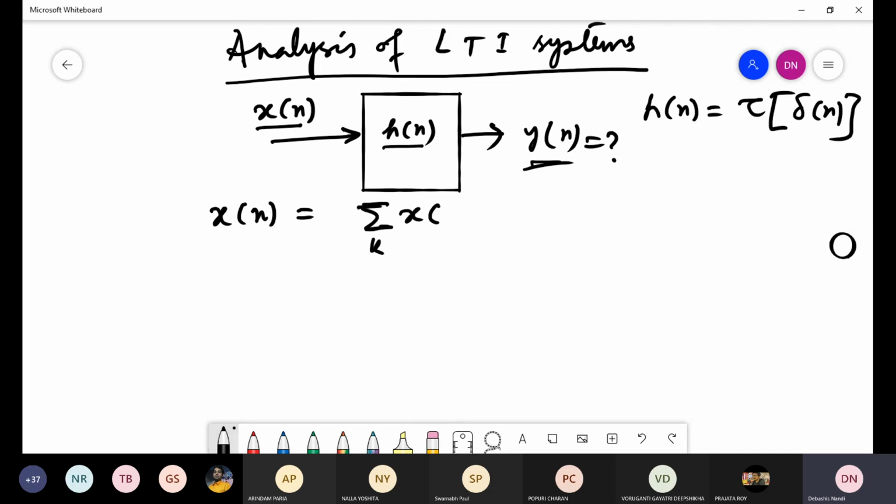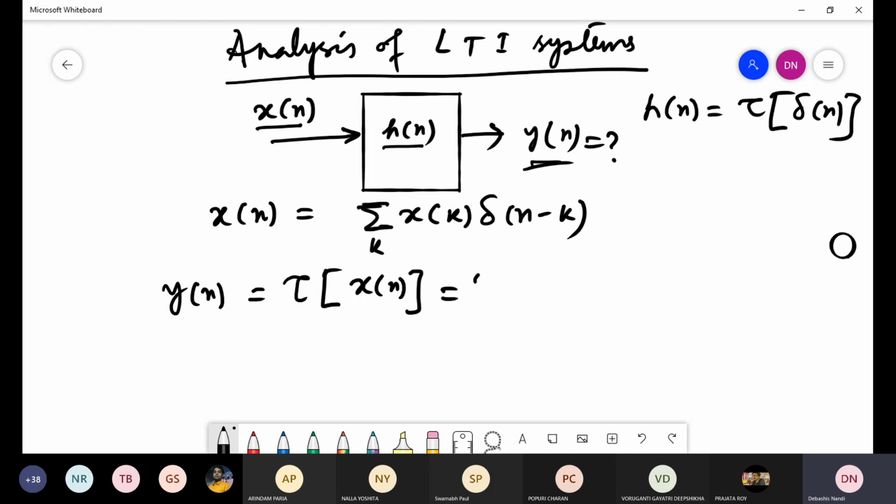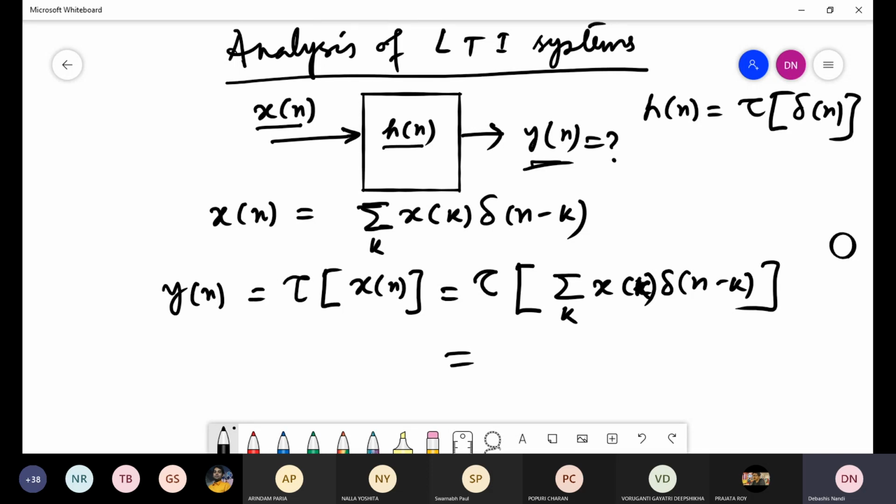Now you know that x n is equal to summation of x k delta n minus k. So y n is equal to the transformation of x n, which is the transformation on summation k x k delta n minus k. So this is equal to summation k x k times the transformation on delta n minus k.